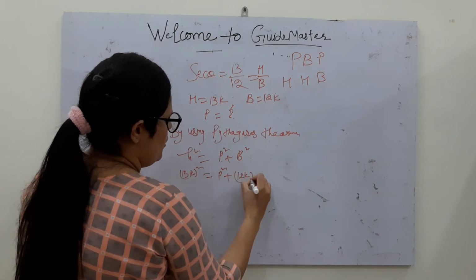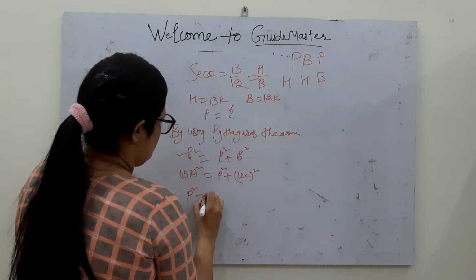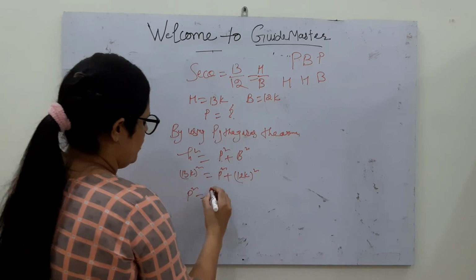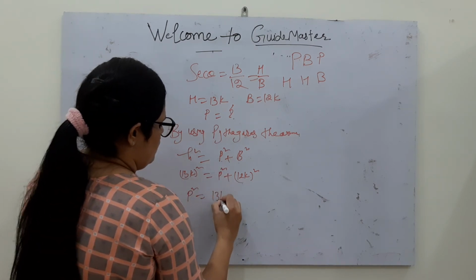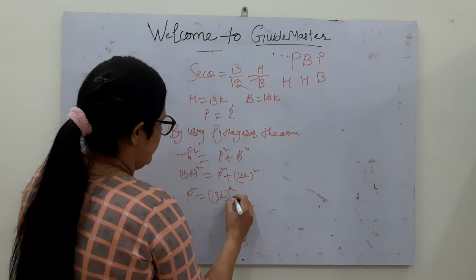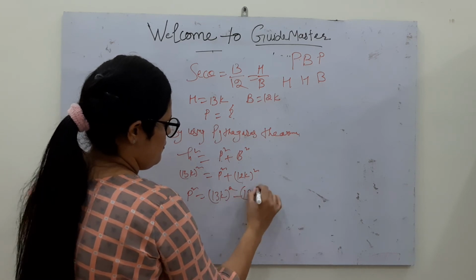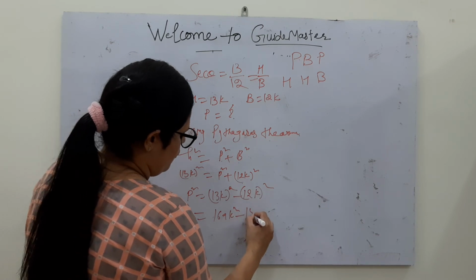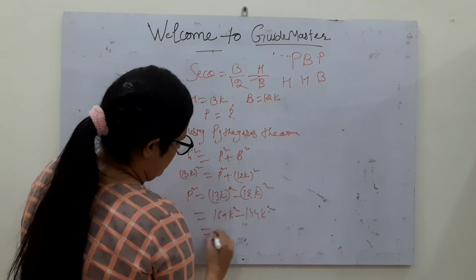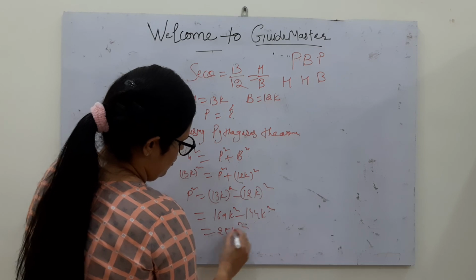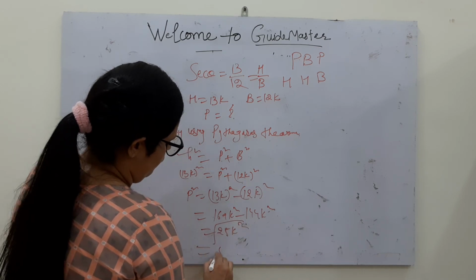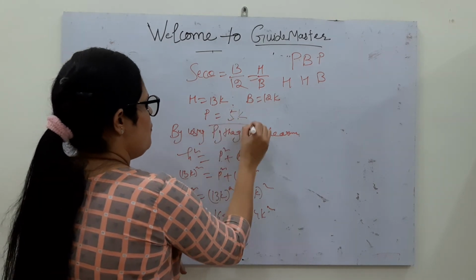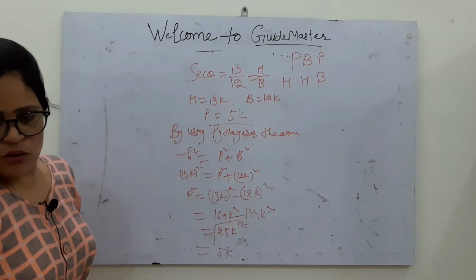P square we have to calculate. So P square is equal to... the other side we move across the equal to sign, then the sign will change, plus becomes minus. 169k square minus 144k square. It becomes 25k square. So here P is 5k.